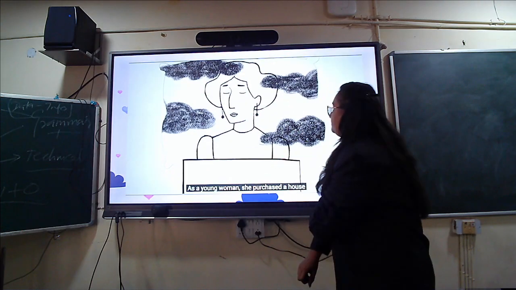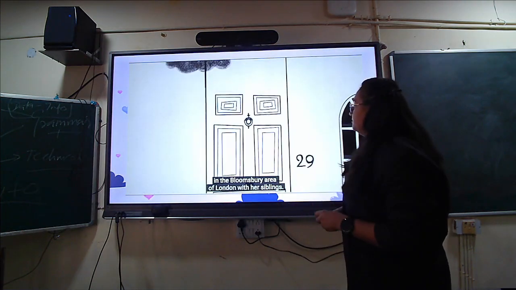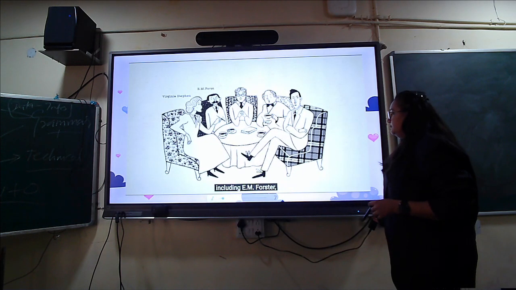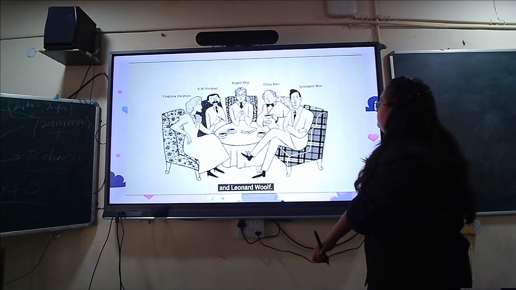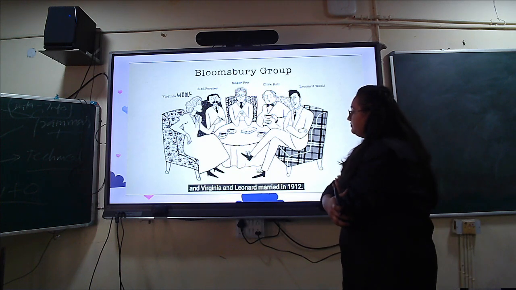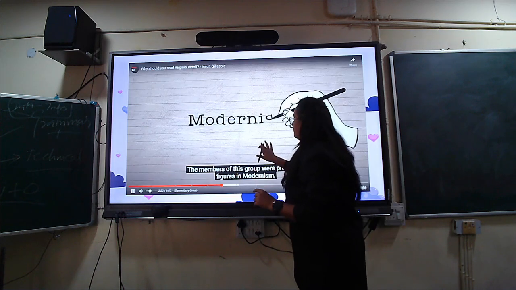As a young woman, she purchased a house in the Bloomsbury area of London. This brought her into contact with a circle of creatives, including E. M. Forster, Clive Bell, Roger Fry, and Leonard Woolf. These friends became known as the Bloomsbury Group, and Virginia and Leonard married in 1912. The members of this group were some.